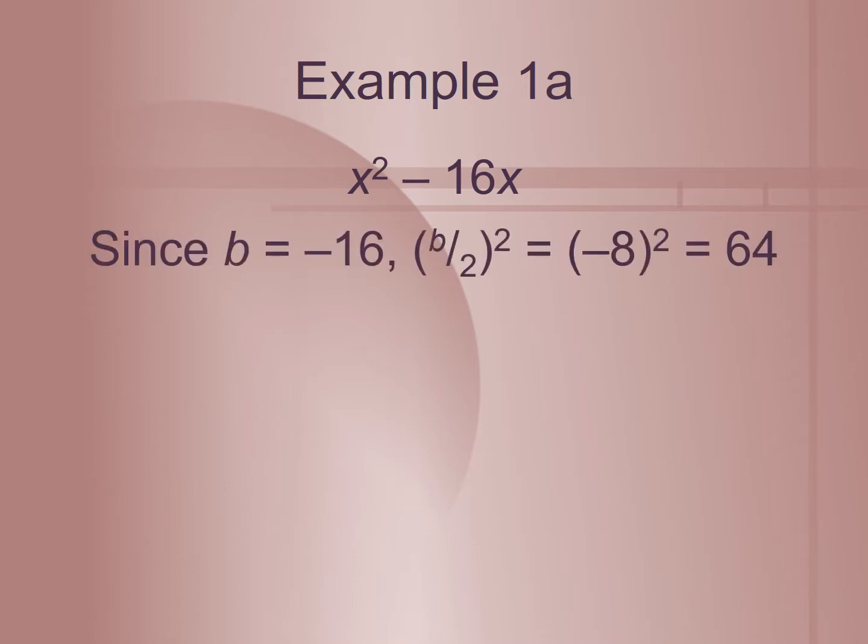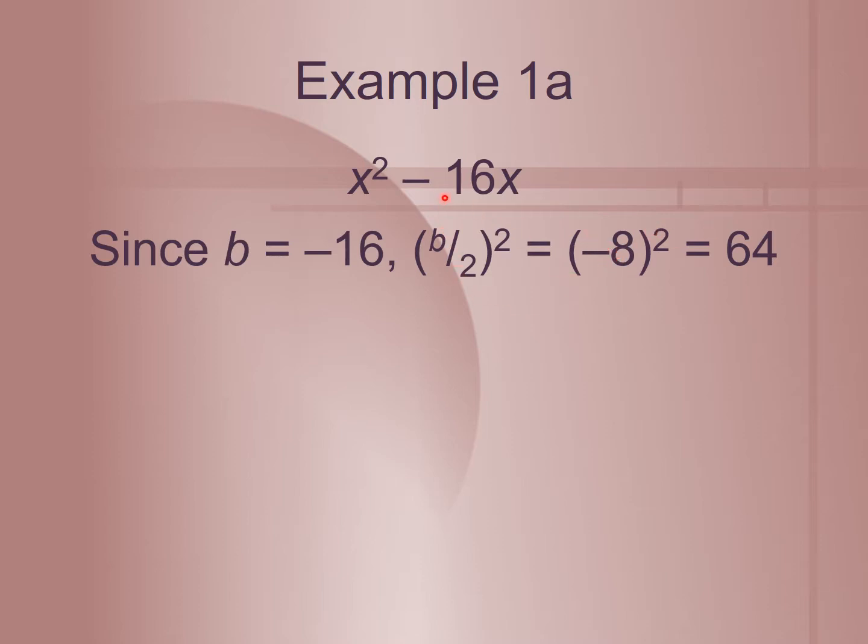So let's look at an example. Let's say we have x squared minus 16x. This is in the form of x squared plus bx, where b happens to be negative 16. So we'll take half of negative 16, squared. Negative 16 divided by 2 is negative 8, and then negative 8 squared is 64.